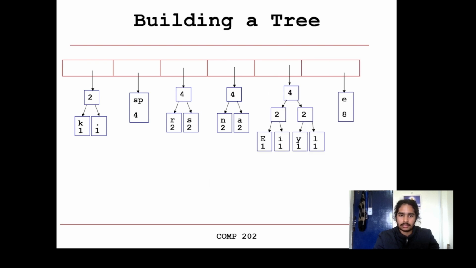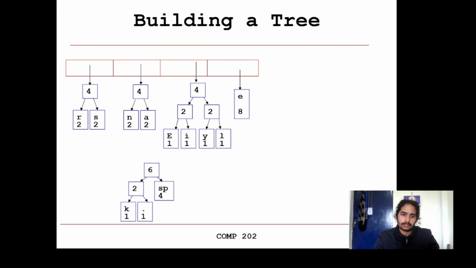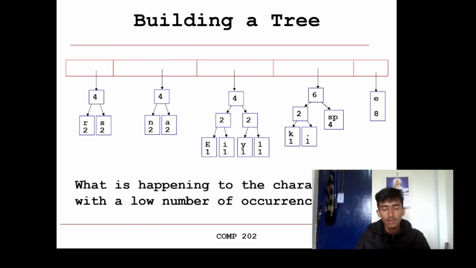After enqueuing them, the now highest priority elements are SP with 4, KI with 2. Now they are made into a separate tree with priority 6, and it is then enqueued according to its priority. After this point, the two nodes with the lowest frequency are picked.